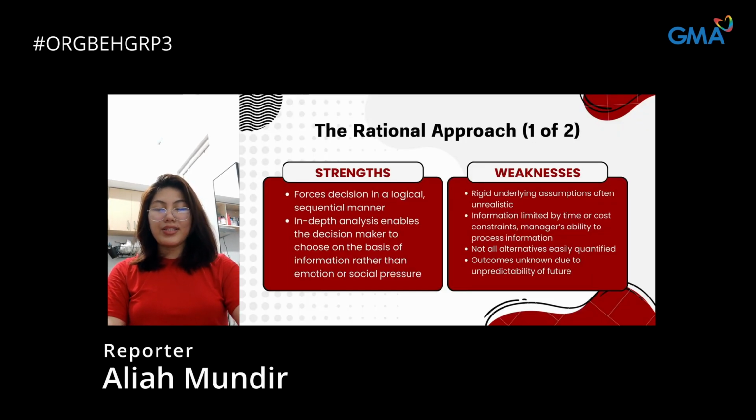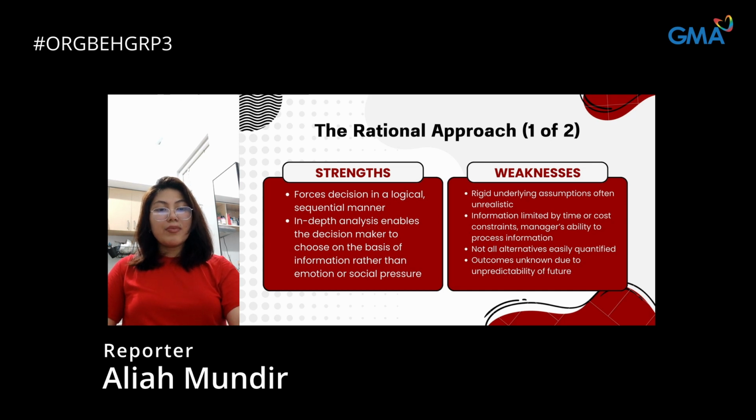As we discussed before, the rational decision-making system is a systematic approach used by organizations, businesses, and individuals to arrive at the best possible decisions. We further explain this approach by discussing the strengths and weaknesses of the rational approach. So what is the rational approach? The rational approach is a decision-making framework that utilizes logic and structure in order to achieve a specific goal.